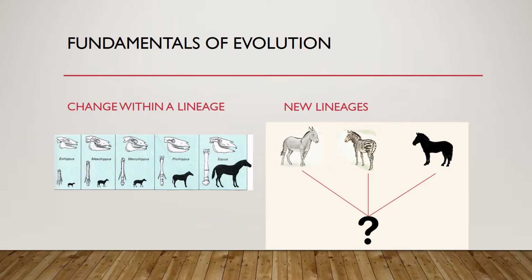The other fundamental process within evolution is the formation of new lineages, or the idea of common ancestry of species. For example, if we were to go back many millions of years ago, horses, donkeys, and zebras all shared a single ancestor species. But then they had this split of the single species into what became three new species: the modern horse, the modern zebra, and the modern donkey.